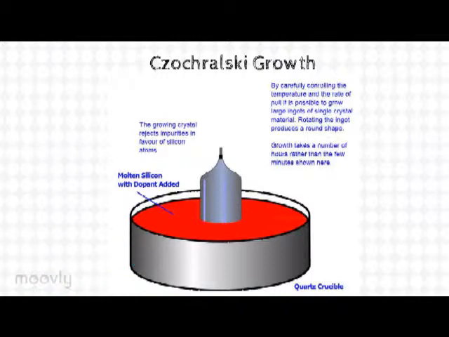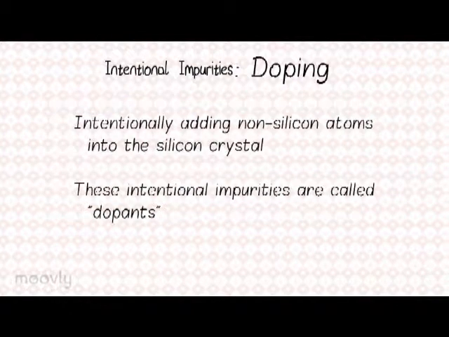During crystal growth, unintentional impurities can form. This is also when intentional impurities are introduced. Intentionally adding impurities is called doping. Dopants are technically defects because they are non-silicon atoms in a silicon crystal. However, we need to dope silicon to create that p-n junction.